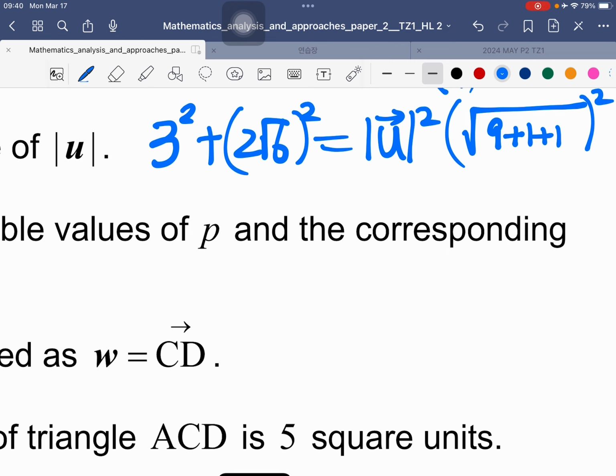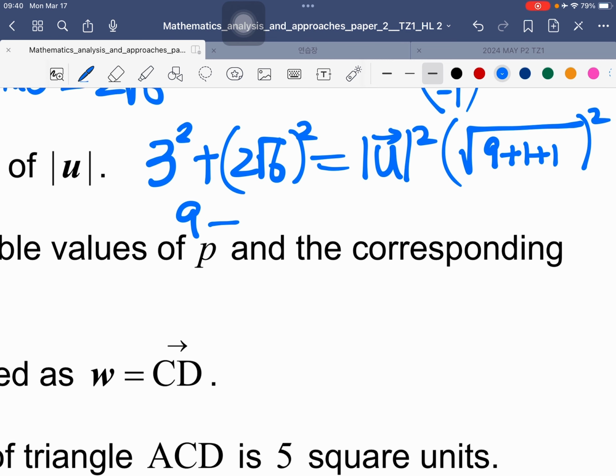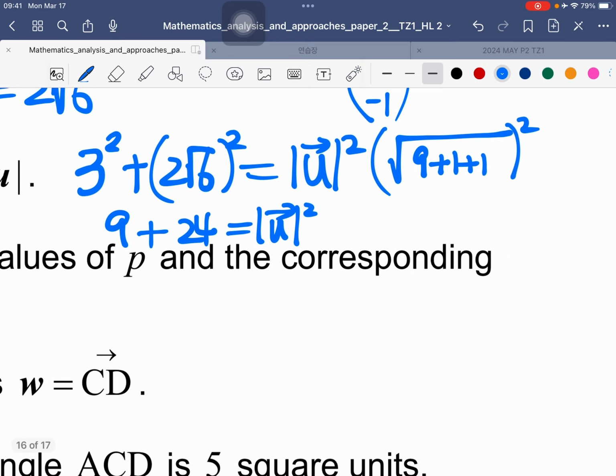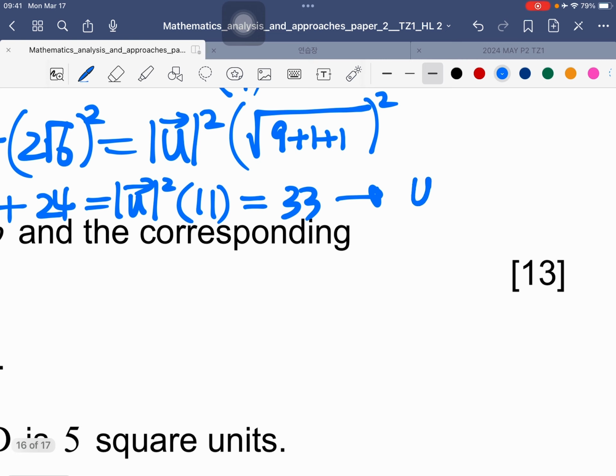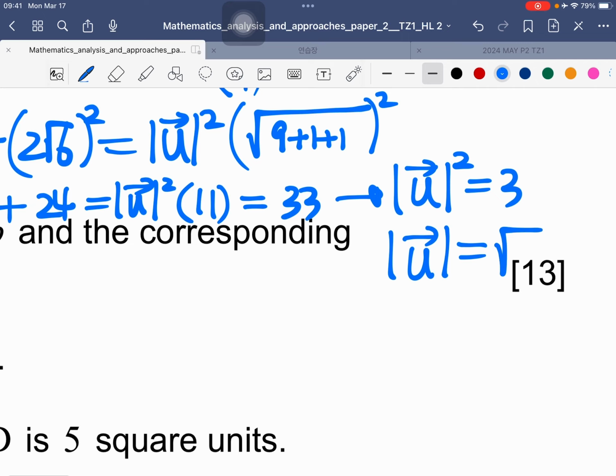Okay, let's solve this. This is going to be 9 plus 4 times 6 is 24 equals |u vector|^2. The square root of 11 squared is going to be 11 here. So the left hand side is 33. So we get here that the magnitude of u vector squared is 3. So what we know is u vector's magnitude must be square root of 3.